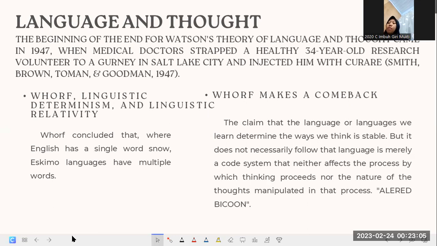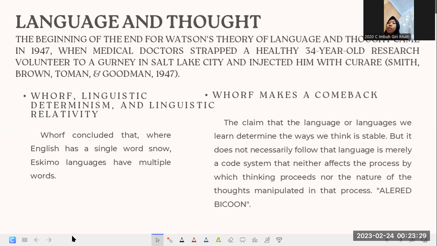Whorf concluded that where English has a single word, snow, Eskimo languages have multiple words. Whorf argued that Eskimos had more words for snow because they carved up the concept of snow into multiple distinct subconcepts, assigning a different word to each different subconcept. And then Whorf makes a comeback.